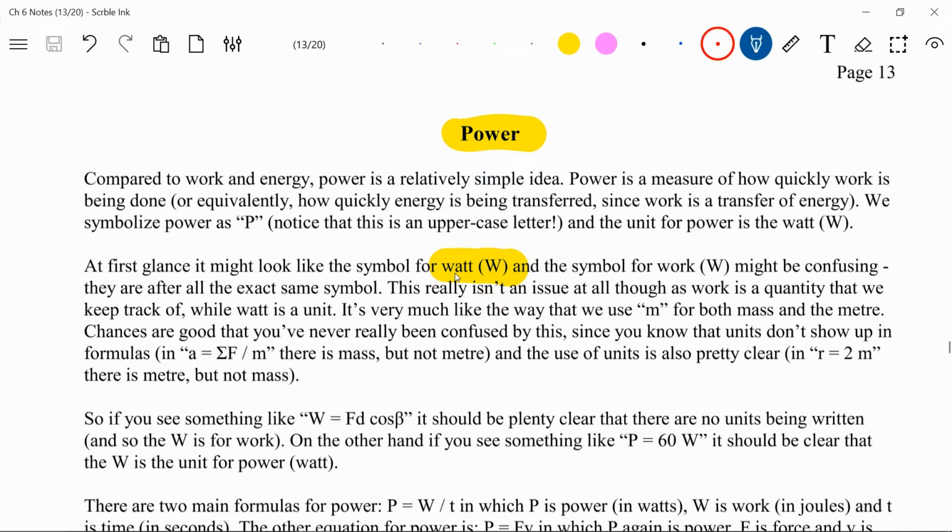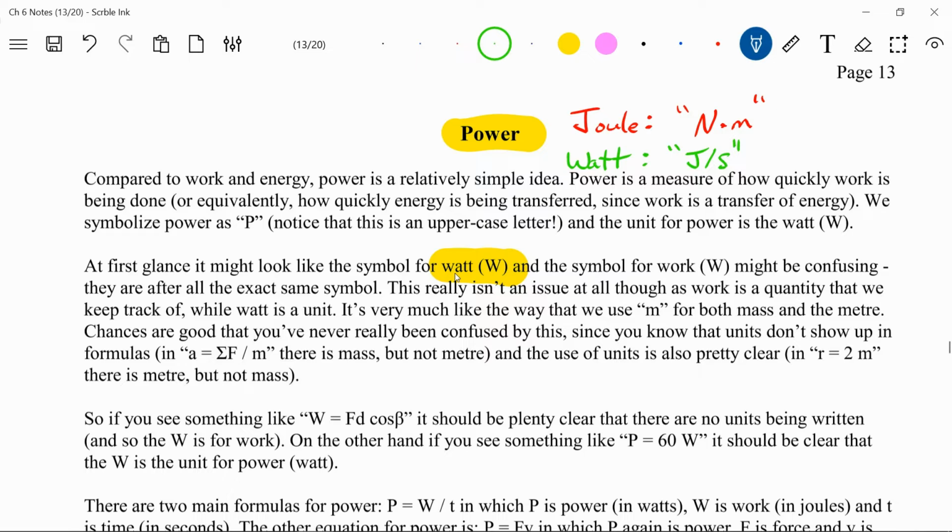In fact, it's kind of worth remembering these things. A joule, just to remind you, I think I said it earlier, is a Newton meter. And now I'm saying a watt is a joule per second.